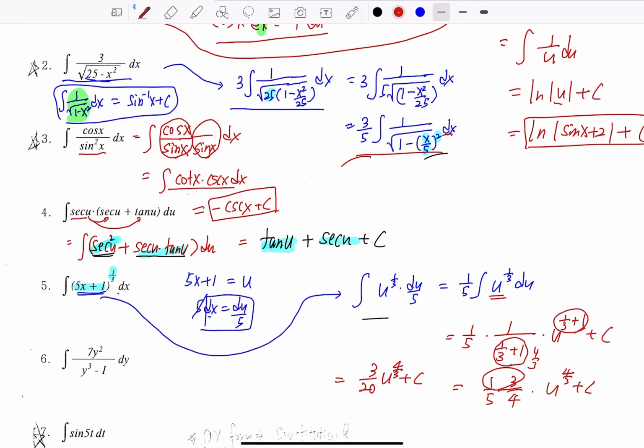And then you go back to the original expression, which is 5x plus 1. So the answer is 3 over 20 times 5x plus 1 to the 4 over 3 power plus c.